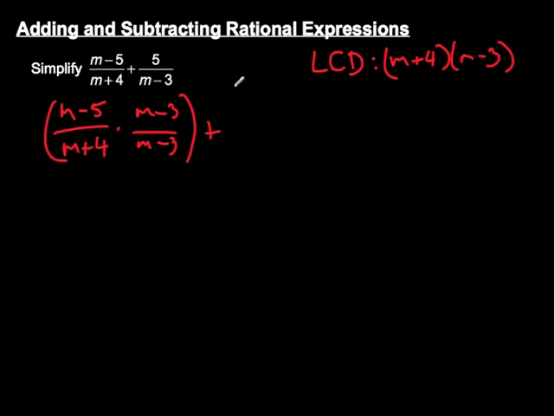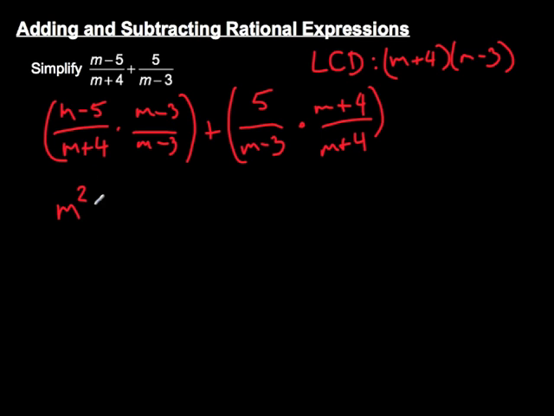And that's going to be added to 5 over m minus 3. And this time we don't have the m plus 4 in the denominator, so that's what we're going to have to multiply by. m plus 4 over m plus 4. So when we multiply this out, we get m squared minus 8m plus 15 in the numerator. And we get m plus 4 times m minus 3 in the denominator.